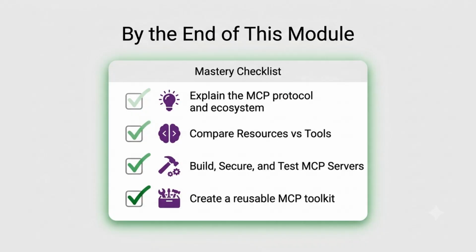By the end of this module, here's exactly what you'll be able to do. You'll be able to explain what MCP is, and why nearly the whole industry rallied around it. You'll be able to tell the difference between resources and tools, and know when to use each one. You'll build, secure, and test your own MCP servers from scratch. You'll be able to walk away with a genuine reusable toolkit, one that connects to real files, reads real emails, and real workflows, to an AI assistant safely.